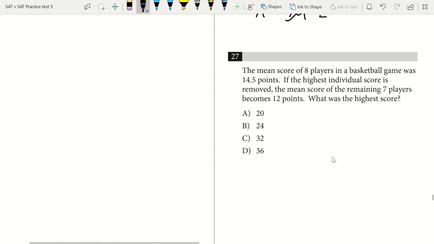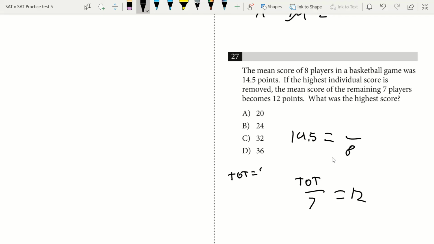Question 27. The mean score of 8 players in a basketball game was 14.5 points. Right, so I got 14.5. It's going to equal my total over my 8 players. And now, if the highest individual score is removed, the mean score of the remaining 7 players becomes 12 points. What was the highest score? All right, so 7 players, they scored an average of 12 points. So their total, I'm going to call TOT, total. So I'm going to multiply 7 by 12 to get my total there. Right, so that gives me 84. So I know my total there is going to be 84.